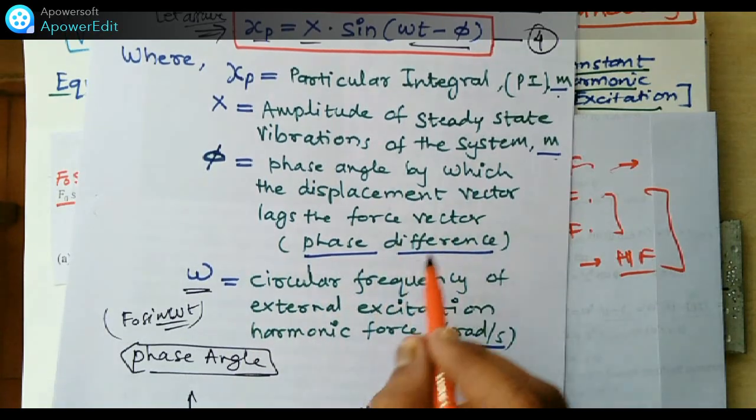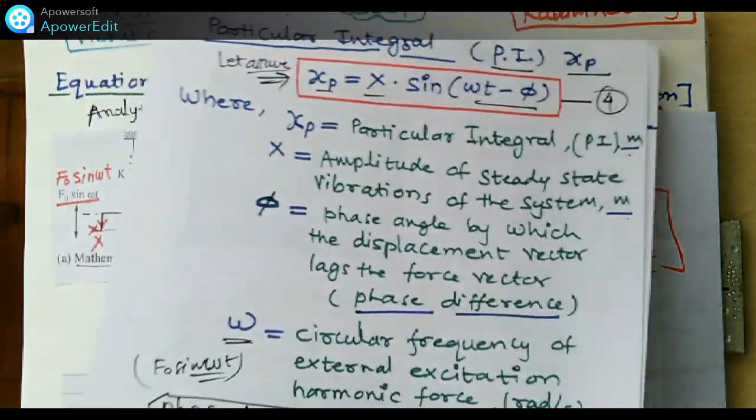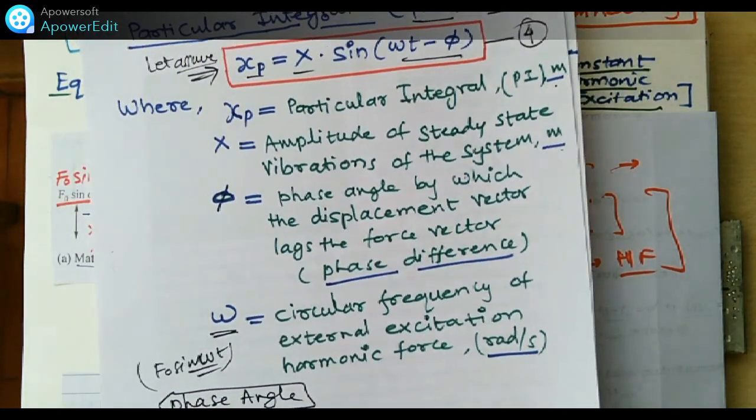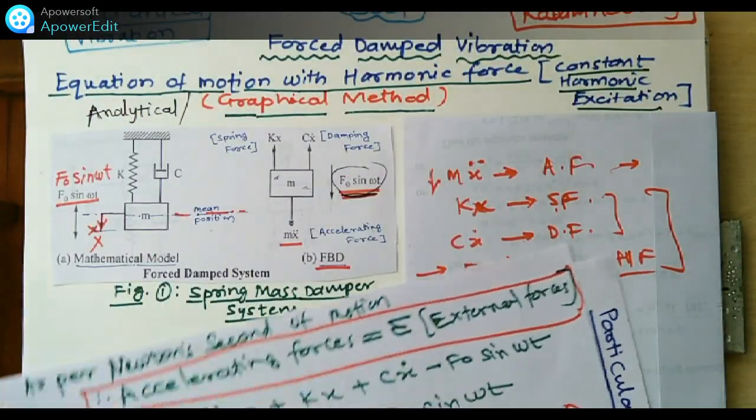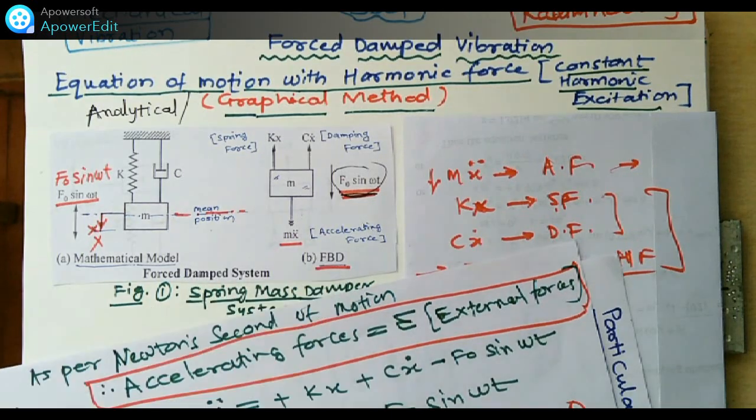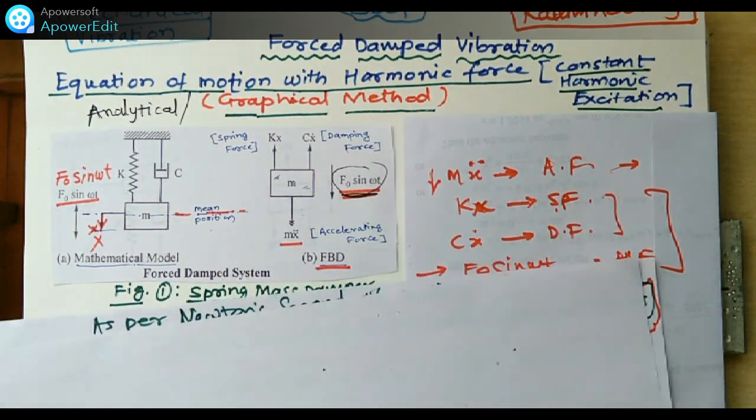Xp is the particular integral, X is the amplitude of the steady state vibration, and phi is the phase angle of displacement. Now, in this video, what are we going to study? We are going to study the analytical method to solve this equation.